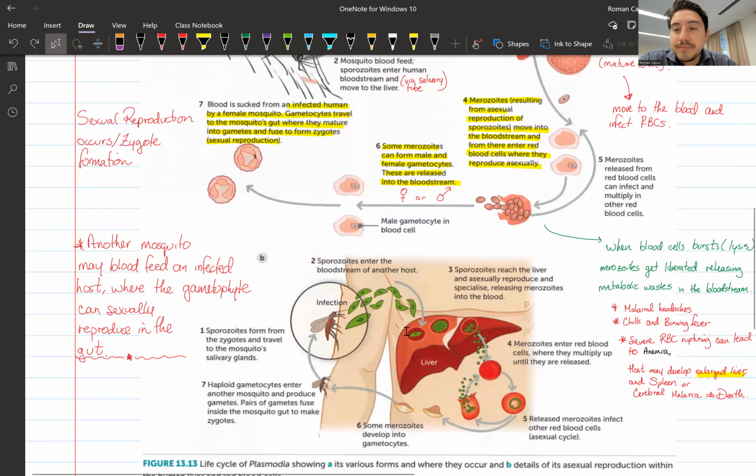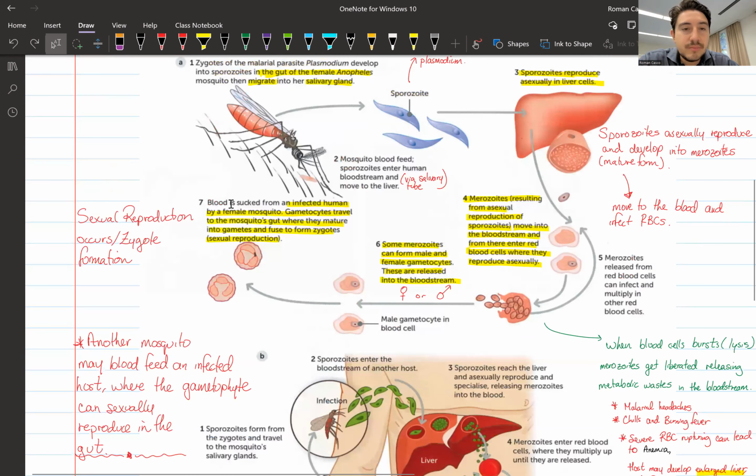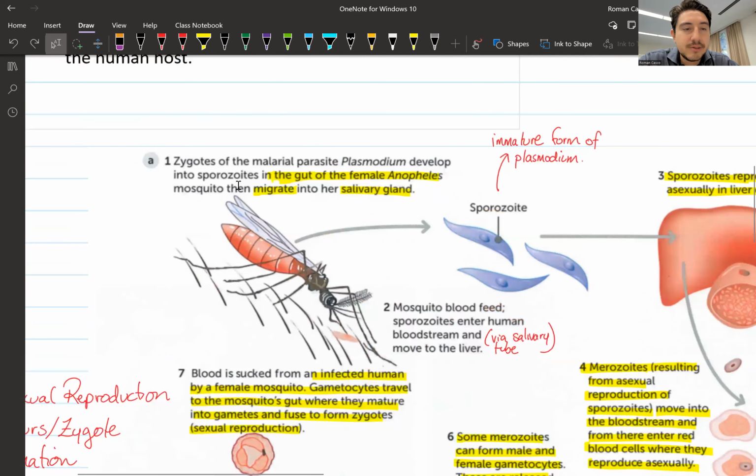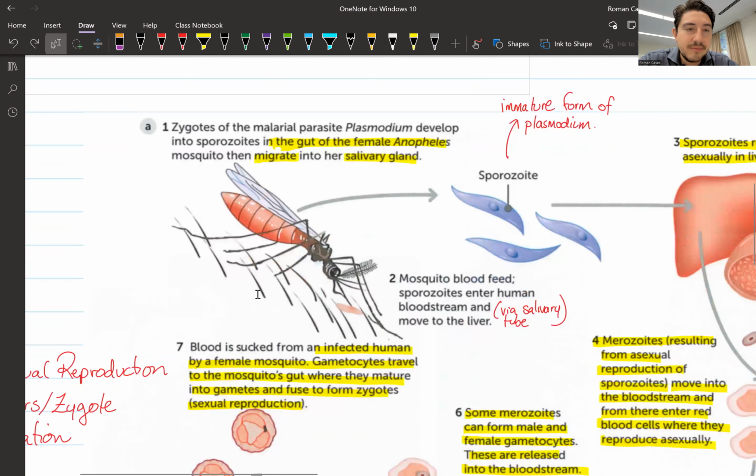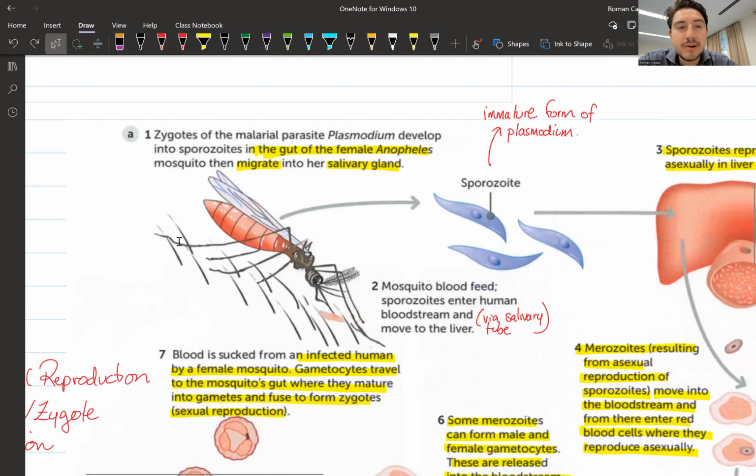Okay, so let's begin here. You have panel A. Sorry, you have basically number 1, where you have the female mosquito, right? And let's say this female mosquito already has the plasmodium zygote. The plasmodium zygote basically means this is post-sexual reproduction, so it has a zygote already, let's say.